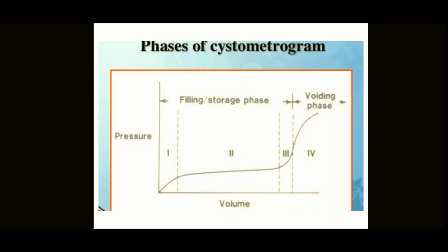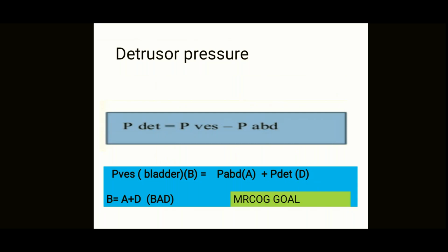Now, these are the different phases of the cystogram that we were seeing. The first and the second phase involve the storage capability, whereas the third and the fourth give an idea about how the bladder reacts when the patient is asked to void. This is an important thing to remember. The pressure of the detrusor is equal to the pressure of the bladder minus the pressure of the abdomen.